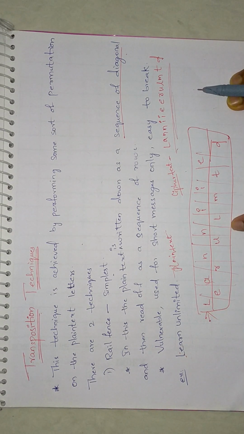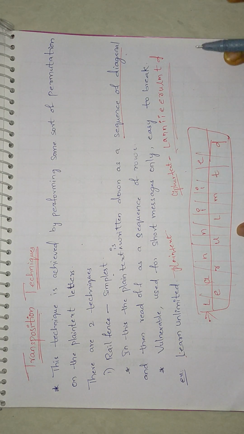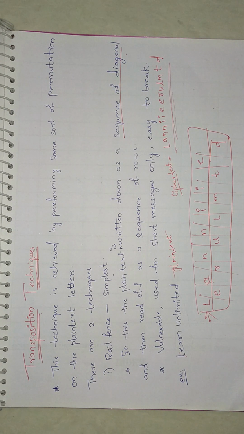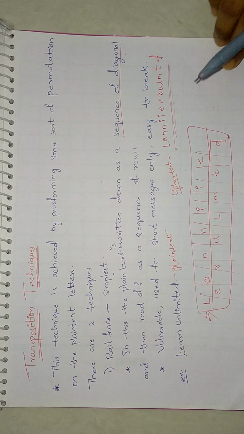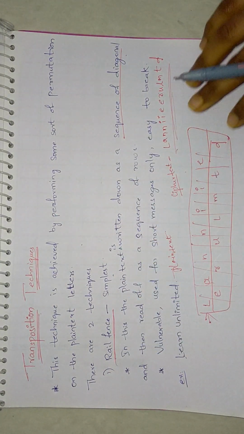Since this is a very easy process, it is very vulnerable. That means anyone can break the code easily. It can be understood by anyone, and it is for short messages only. If we have very big paragraphs, we will not use this technique. It is only for short messages like one or two sentences, and it is very easy to break. Most of the messages encrypted using this technique will be easily known to hackers or third persons. This is the rail fence technique.